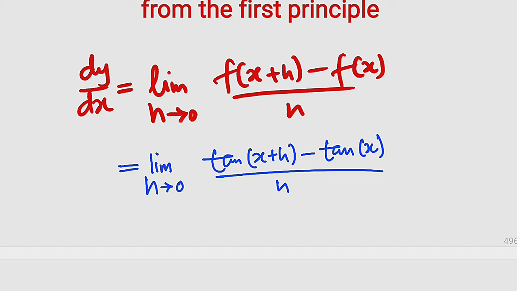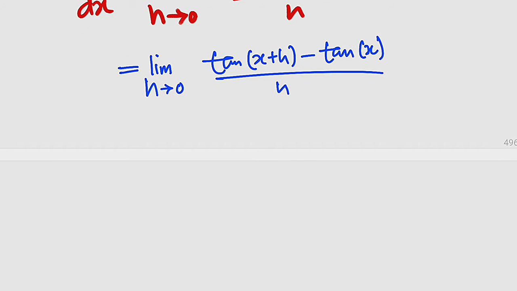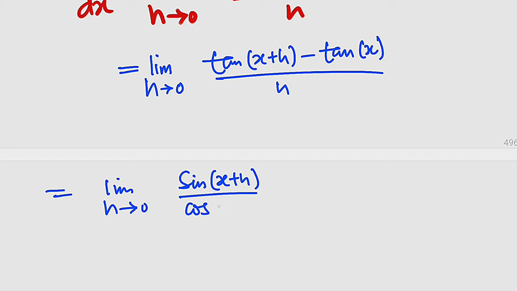divided by h. You should know that tangent is nothing but a ratio of sine and cosine. So tangent x is the same thing as sine x divided by cosine x. So we can rewrite tangent of x plus h as sine of x plus h divided by cosine of x plus h. So we have the limit as h approaches 0 of sine of x plus h divided by cosine of x plus h.